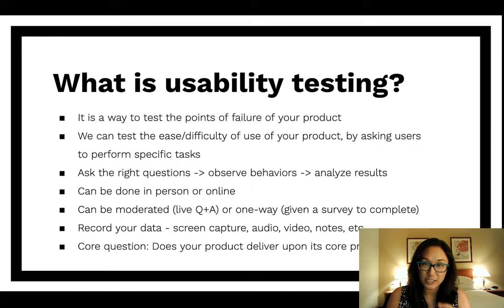Now, the core question of usability studies, and the main thing that we always want to answer with a study like this, is does your product deliver upon its core promise? So in this case, for your design sprint project, it is your job to make sure that a group of people can place a food order before they are hungry or hangry. So did the things that you've designed deliver on that promise?